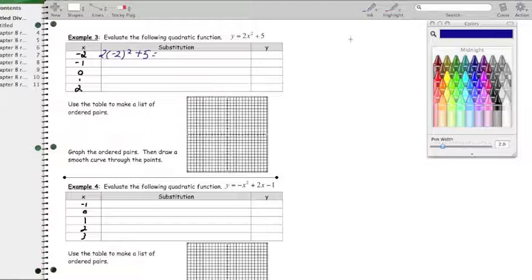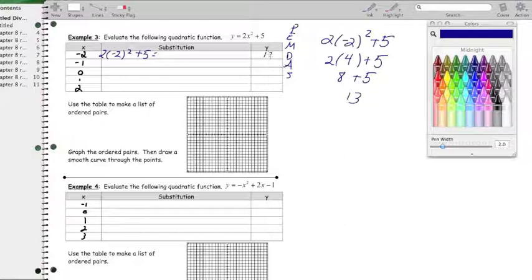Now in this one, let me just draw your attention. Some people forget order of operations. We want to follow what these rules say. So first is parentheses, we can't do anything there. Next is exponents. Negative 2 squared is a positive 4. It's negative 2 times negative 2. Now I continue on. I get 8. 8 plus 5, 13. Okay, so my first point is 13.